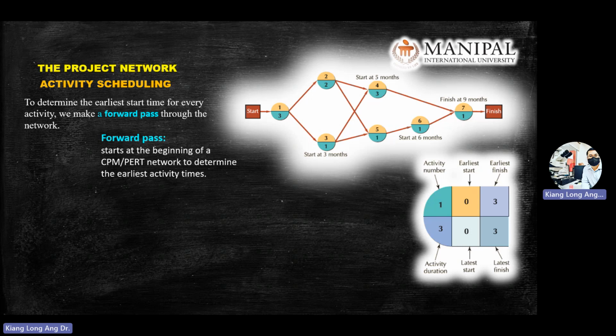So for example, for activity number 2, the earliest you can start is 3 months. Earliest you can do activity 4 is 5 months. How to do? 3 plus 2, 5. The earliest you can finish is 8 months. 3 plus 2 plus 3 is 8.